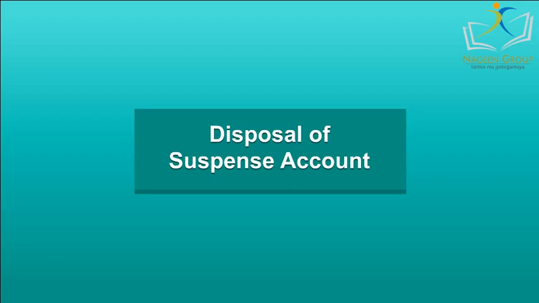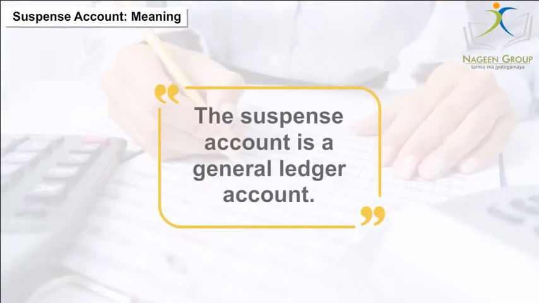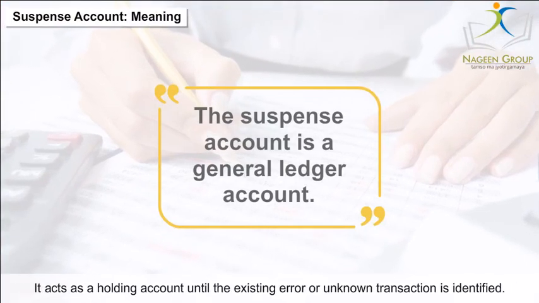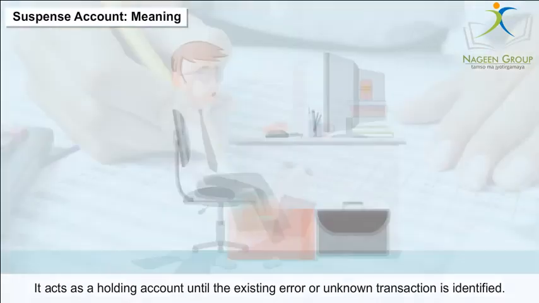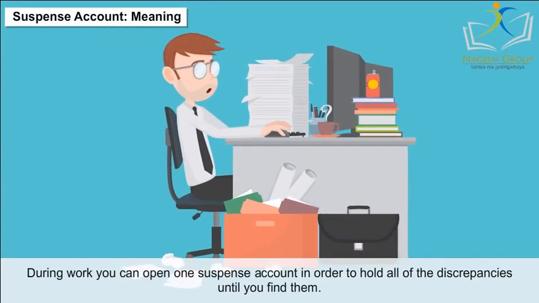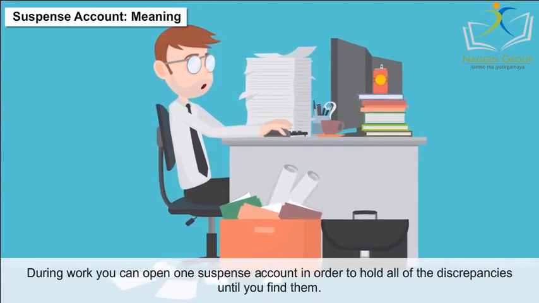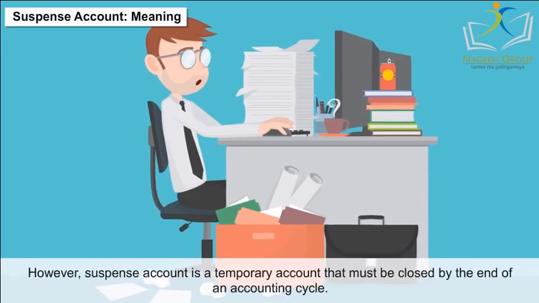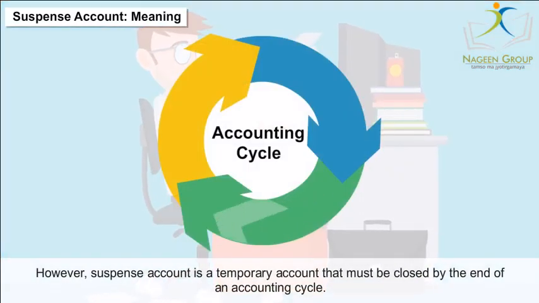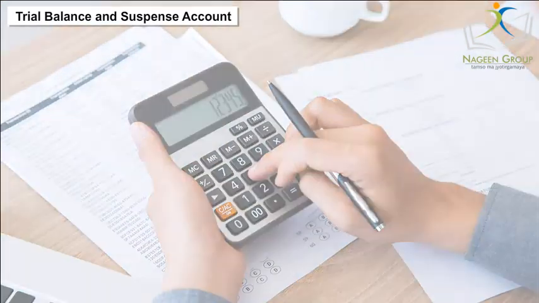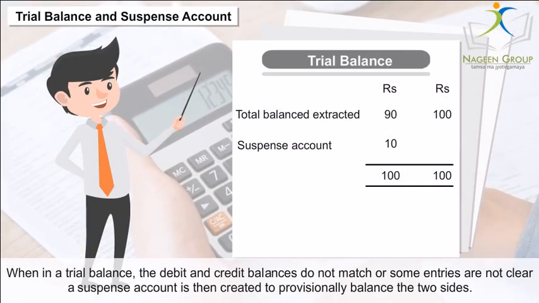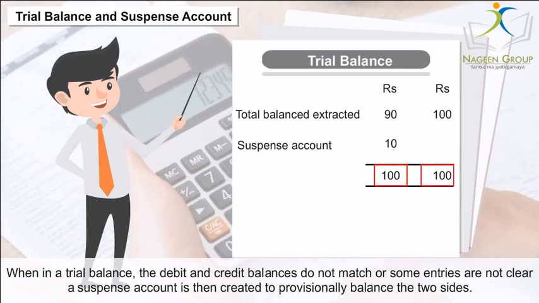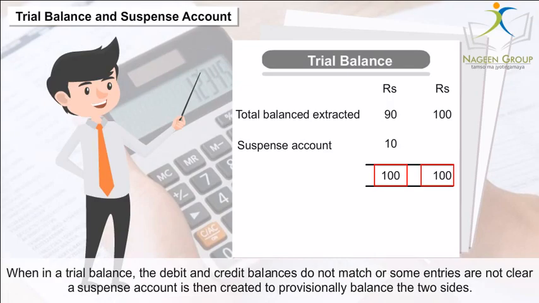Disposal of suspense account. The suspense account is a general ledger account. It acts as a holding account until the existing error or unknown transaction is identified. During work, you can open one suspense account in order to hold all the discrepancies until you find them. However, suspense account is a temporary account that must be closed by the end of an accounting cycle. Trial balance and suspense account. When in a trial balance, the debit and credit balances do not match or some entries are not clear, a suspense account is then created to provisionally balance the two sides.